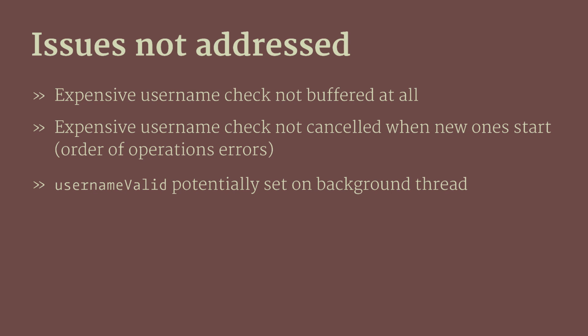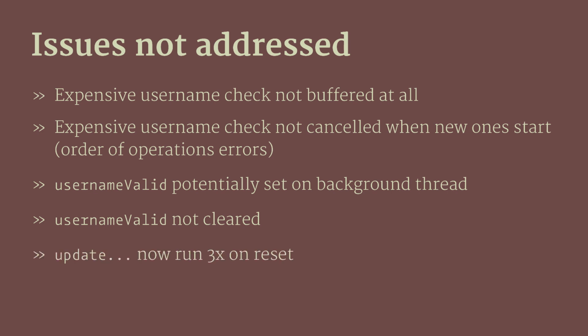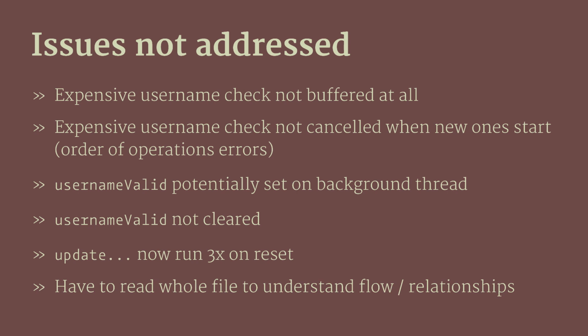Username valid is potentially set on a background thread. We haven't really handled anything with that. Username valid is not cleared when the reset form is cleared. We didn't add that in there. So that's another thing we forgot to track state-wise. And updates still run 3 times when we tap the reset button. We haven't fixed that. And maybe most of all, we have to read this whole file to understand the flow and relationships, the control flow.